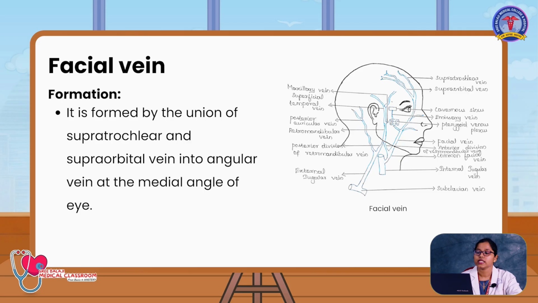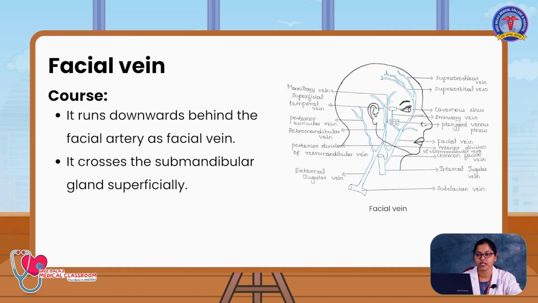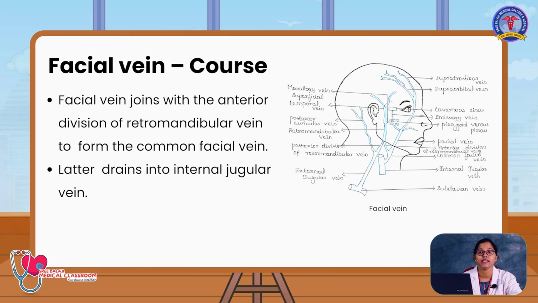Facial vein. It is formed by the union of the supratrochlear and the supraorbital vein into the angular vein at the medial angle of the eye. If you see the course of the facial vein, it runs downwards behind the facial artery. It crosses the submandibular gland superficially and joins with the anterior division of the retromandibular vein to form the common facial vein. Later, the common facial vein drains into the internal jugular vein.